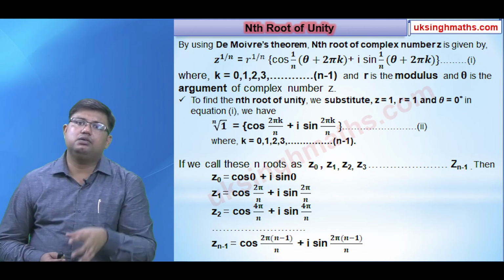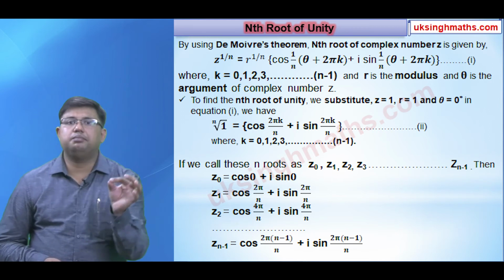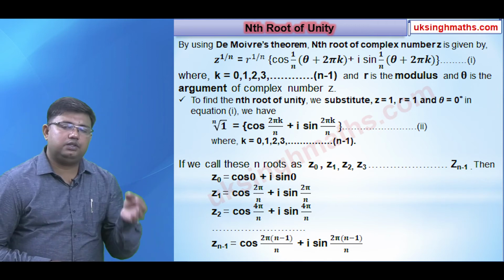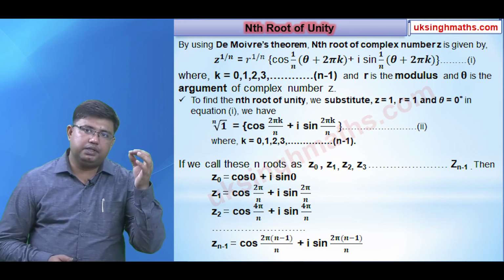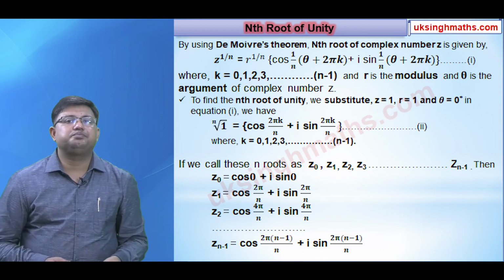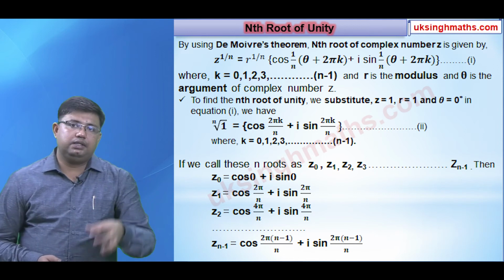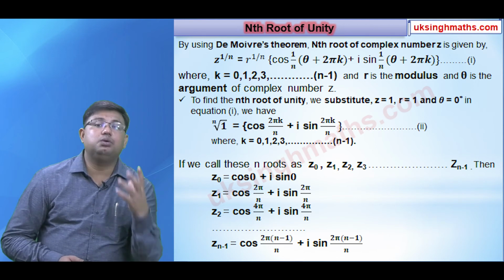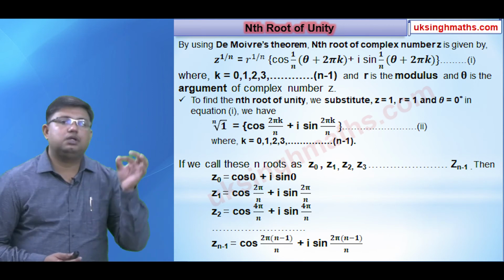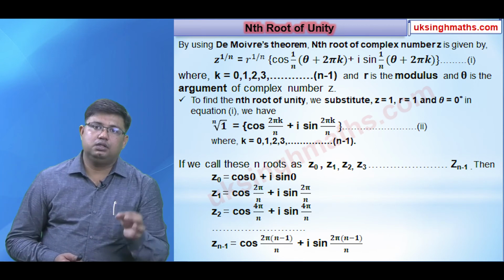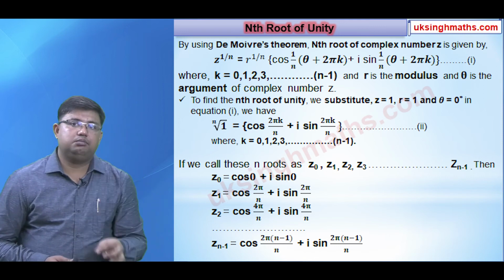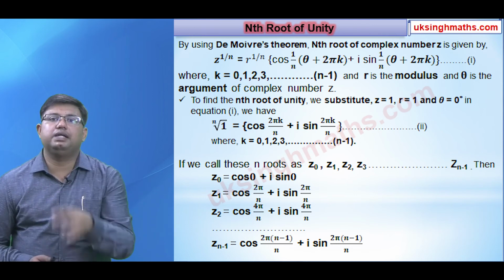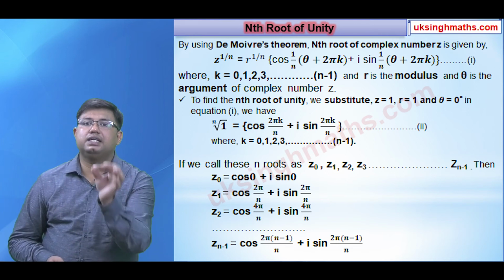In case of the nth root of unity, we have the modulus of the complex number as 1 and the argument as 0. Accordingly, to find the nth root of unity, we will substitute r equal to 1 and theta equal to 0 in equation 1. Then we will have the relation for the nth root of unity: cos 2k pi by n plus i sin 2k pi by n, where k equals 0, 1, 2 up to n minus 1, and call this relation equation 2.